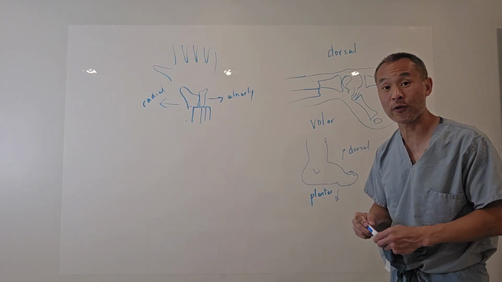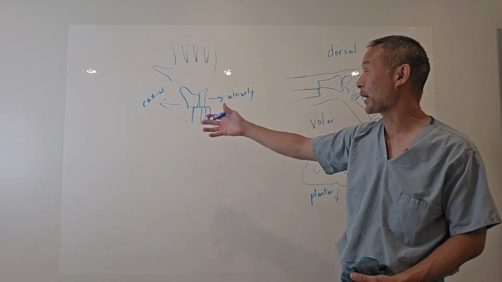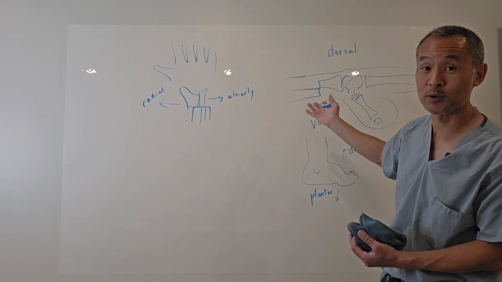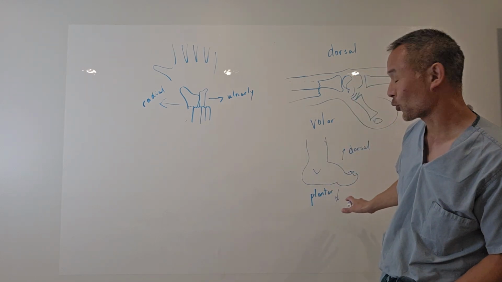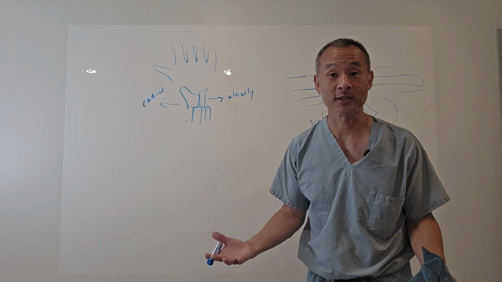So if you describe fracture displacement as mediolateral or radial ulnar, you'll get it on that plane, versus you can call it anterior posterior or dorsal volar on that plane. And in the foot, we're going to call it dorsal and plantar. So let's look at some x-rays so you have another idea what it looks like.